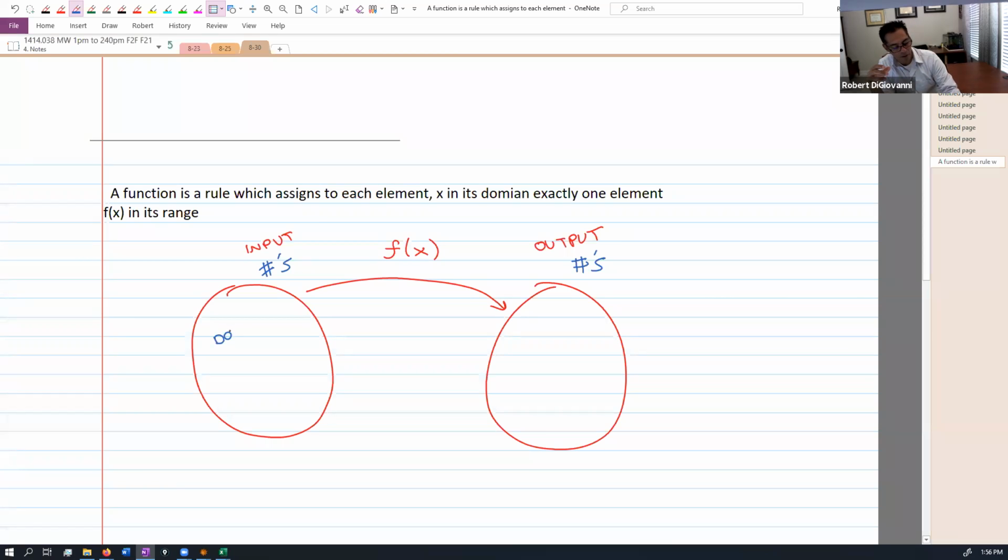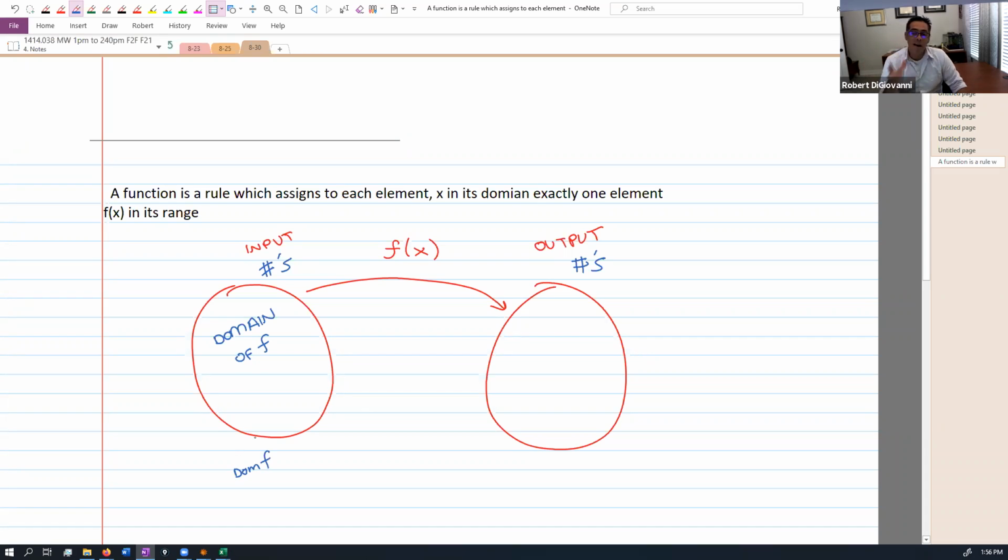Okay, now the numbers that we plug into a function, all the things that can be plugged in, make up what is called the domain of the function, the domain of the function f. You might see it abbreviated this way, dom f.